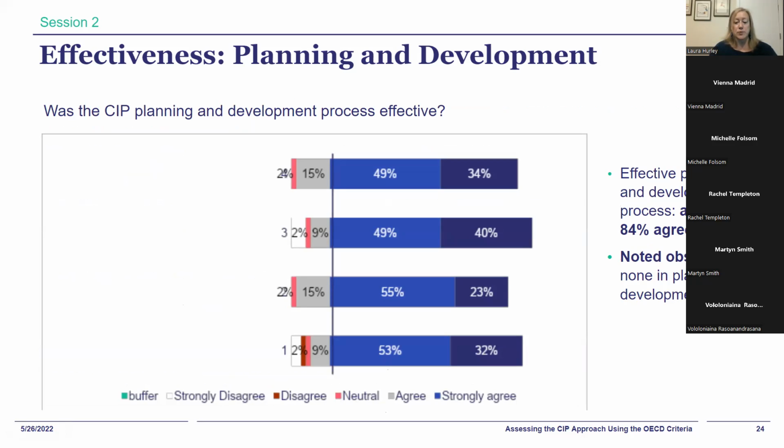the CIP approach. So in this first graph, we see the survey respondents found CIP planning and CIP development process to be effective with an average of 84% agreement. So there were no noted obstacles for these 2 phases. Next slide.